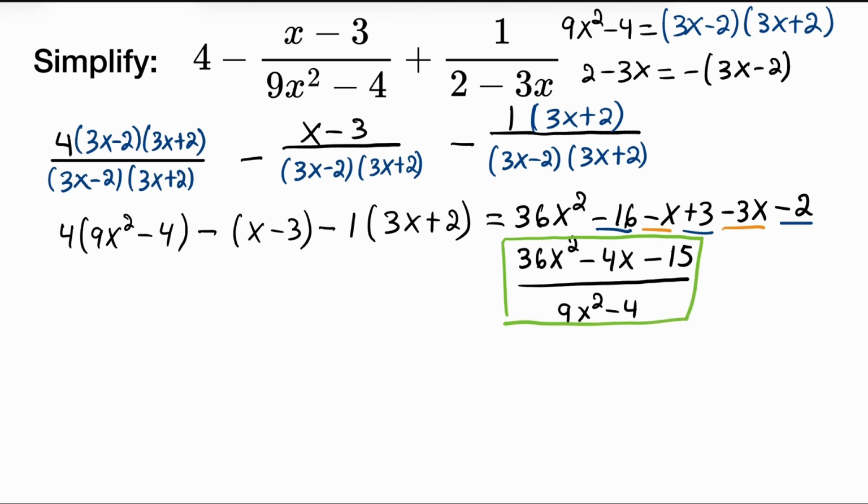It all depends on your instructor. You can also write 9x squared minus 4 as its factored form as well, 3x minus 2 times 3x plus 2. All right, so either answer is correct.